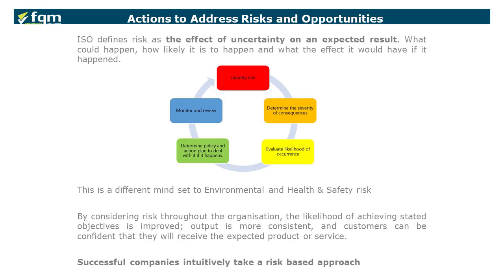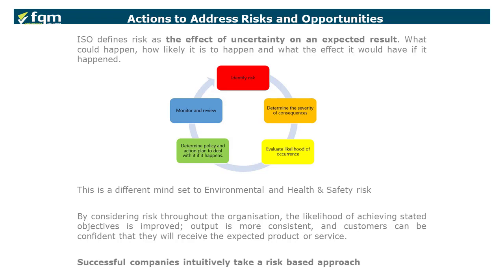It's a slightly different mindset to environmental and health and safety risks, because that's very focused on people and the environment. I'm not sure I would say easier, but it's certainly more defined. When we look at it from a quality point of view, there can often be a lot more thought has to go into the uncertainty of things not meeting their requirements. So what's the likelihood of achieving our stated objectives?